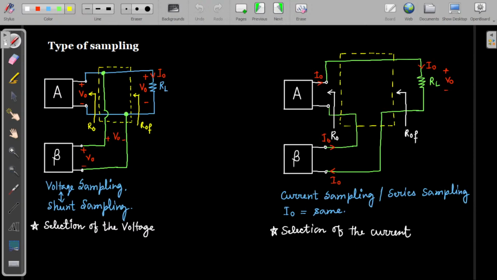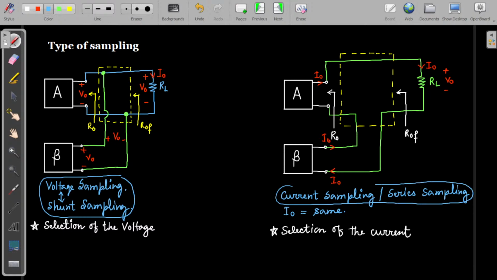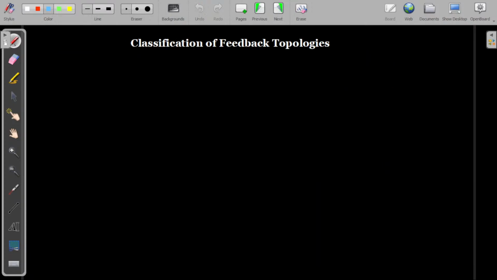Similarly, in the case of sampling, we have two types of sampling. The first one is voltage sampling or shunt sampling, and the second one is current sampling or series sampling. So two types of sampling, two types of mixing. So if we want to classify the feedback topologies, let's go to the feedback topologies.